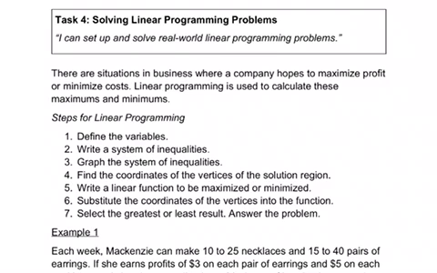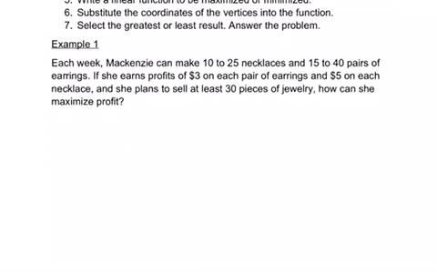Fifth step, write a linear function to be maximized or minimized. This is your objective function. Step 6, substitute the coordinates of the vertices into that function. And step 7, select the greatest or least result to answer the problem. Now, a lot of these steps you've done. All we're doing here really is adding in step 1 and step 2. You've done steps 3 through 7 in task 3. So let's try an example.